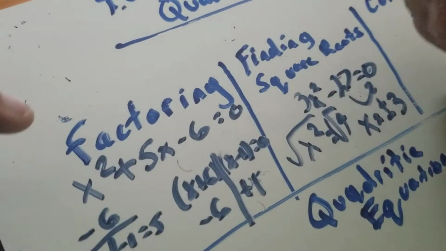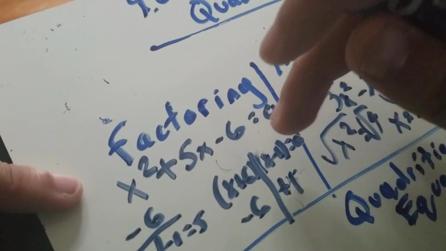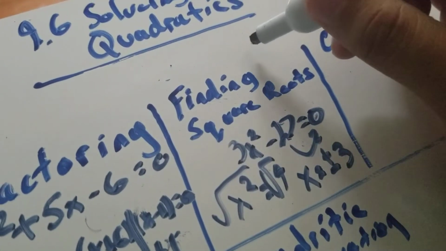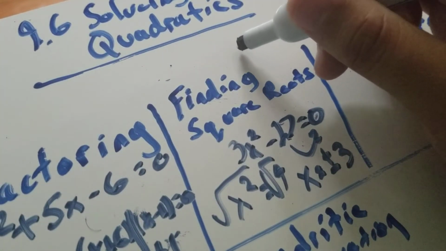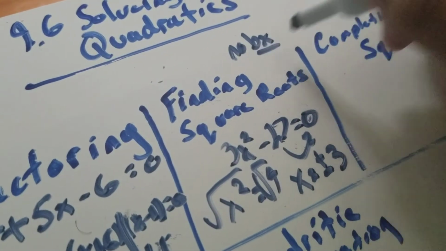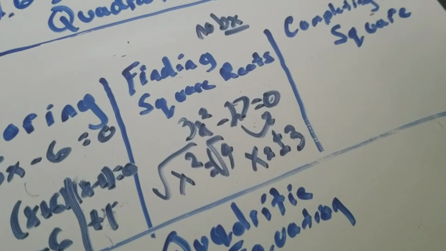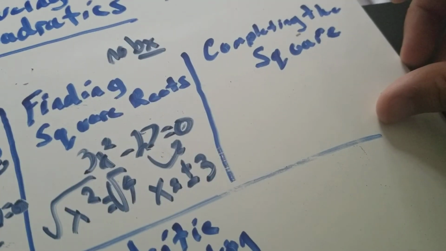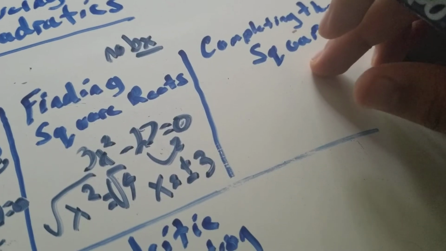So, well, let me talk about here. Factoring, this is probably our first option. We like to use this. Second here, when we're finding square root, it's very useful when we don't have a bx. Like if we don't have a b, then finding square roots is going to be the best thing we could do. And the last one is completing the square, or the second to last one is completing the square.